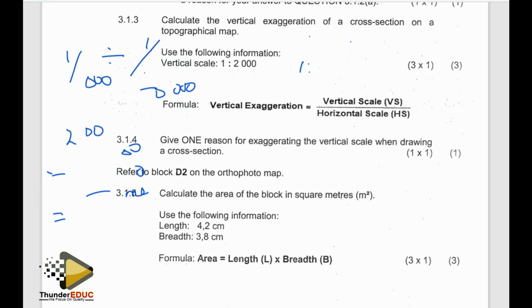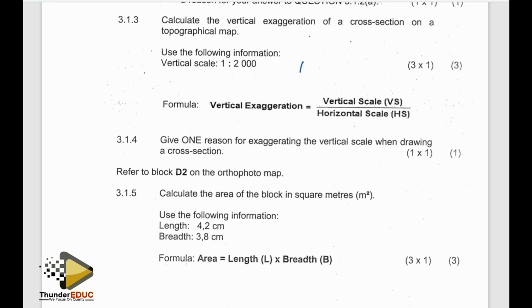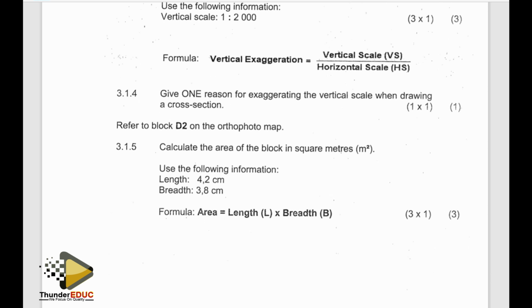Then we move on to the other question. Give one reason for vertical exaggeration of the scale when drawing a cross section, like what we've been elaborating: to give emphasis to small features like valleys, hills, plains, or all those features.